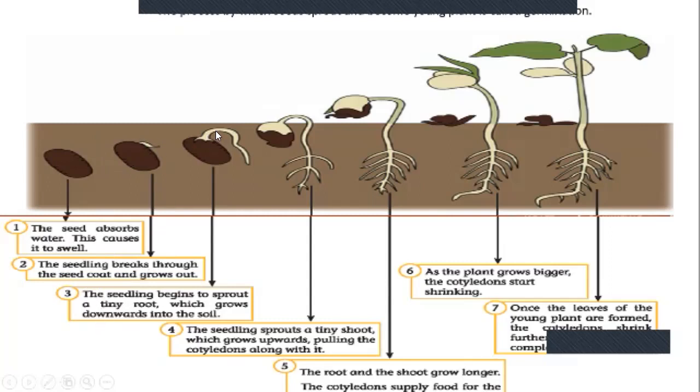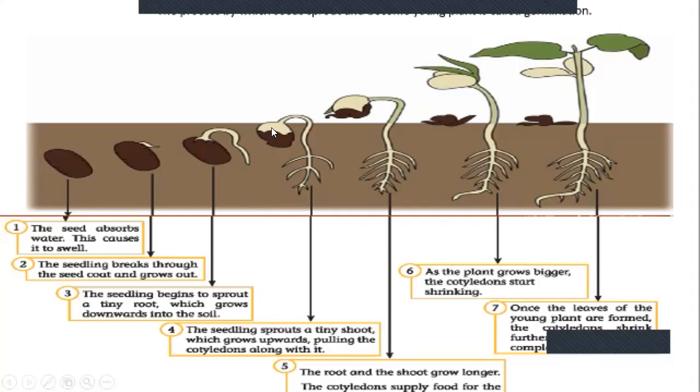So here, third stage, the seedling begins to sprout a tiny root. The sprout already happened, and it will sprout a tiny root which grows downwards into the soil. The seedling sprouts a tiny shoot which grows upwards, pulling the cotyledon along with it.